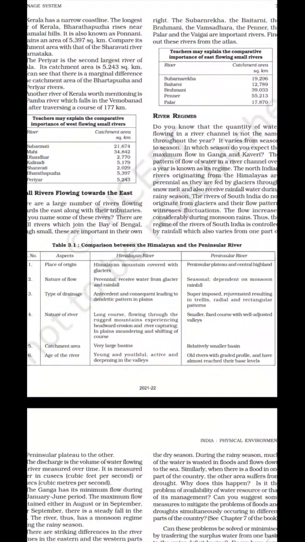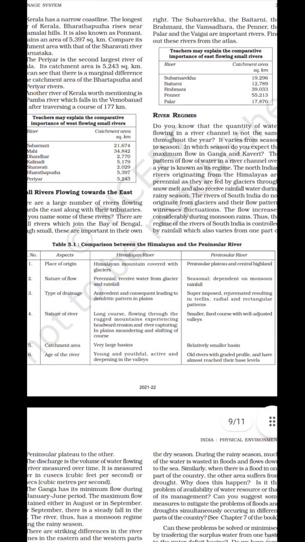Take a look at table 3.1, comparison between the Himalayan and the peninsular river. Aspects: Himalayan river, peninsular river. Place of origin: Himalayan mountain covered with glaciers; peninsular plateau and central highland. Nature of flow: perennial, receive water from glacier and rainfall; seasonal, depend on monsoon rainfall.